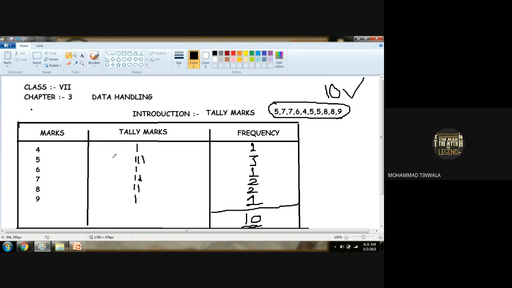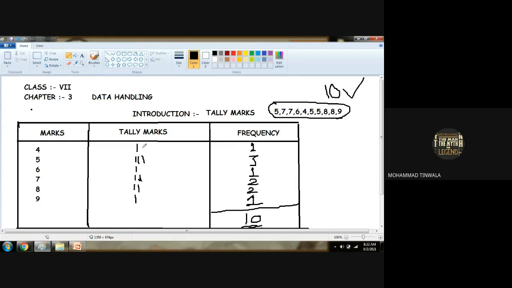Have you understood the first topic about tally marking? Yes, sir. Any doubt with this concept, beta? No, sir. Hello? Who spoke? Rajan. Say, what was the doubt, beta? Sir, I had a doubt earlier, then I understood.